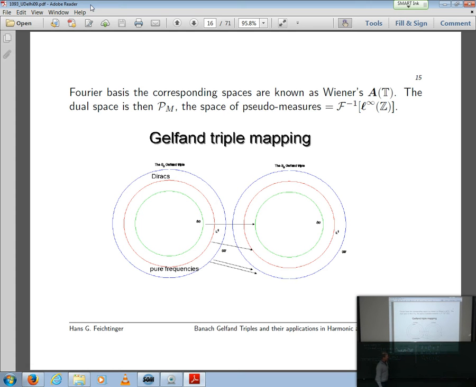a setting where you have just weighted L2 spaces. And you make the weighted L2 space smaller by putting a positive growing weight. So I use this convention, 1 plus t squared to the power s over 2. So it's of growth order t to the s. And so clearly you have this situation.